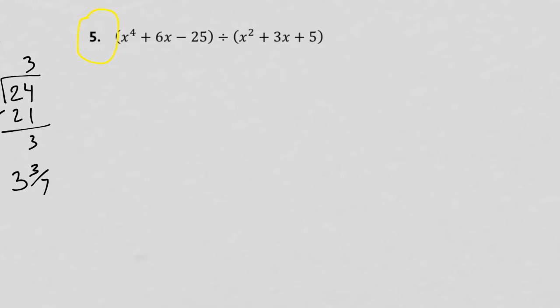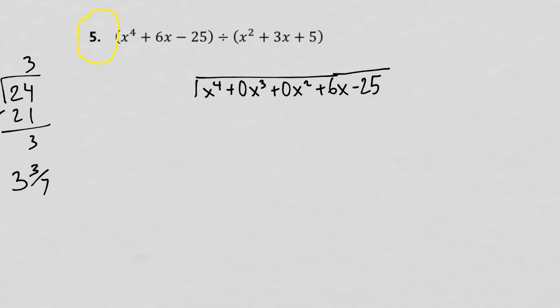All right, number 5, I'm going to do it using long division again, just like the last one. So I'm going to set it up. Notice that it's missing a few terms. It's x to the 4th, and then plus 0x to the 3rd, plus 0x squared, and so on, right? Let me fix this because it's too close. So I'm going to do it here. Now we have enough space. It's x to the 4th plus 0x cubed plus 0x squared plus 6x minus 25. There you go. And then on the outside, it's x squared plus 3x plus 5.